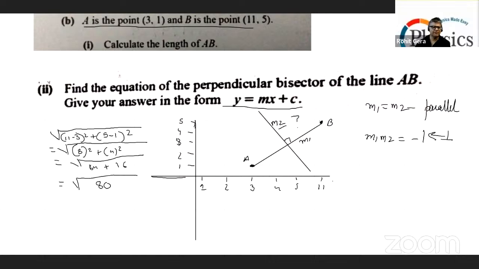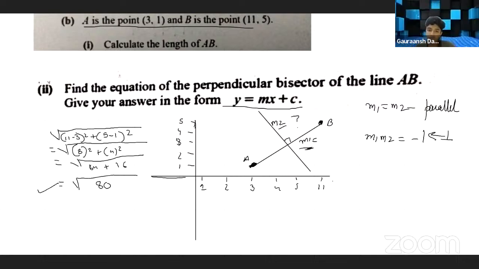Now you know M1 because you know the 2 points here. You can find the gradient M1, which will be equal to how much? You found the length, minus 5 upon 2, which is 5. Do y2 minus y1 upon x2 minus x1. You do it.